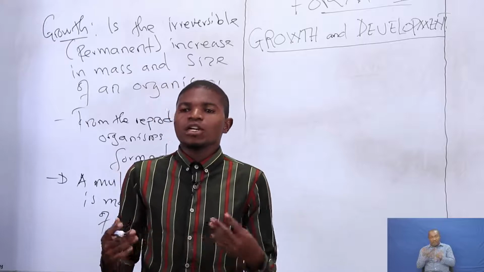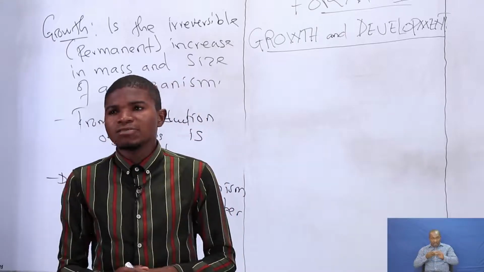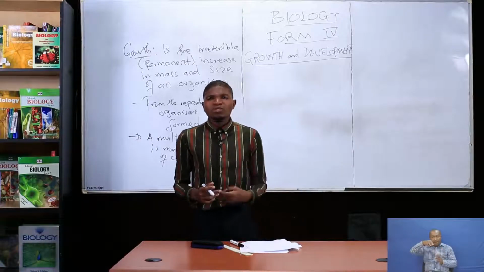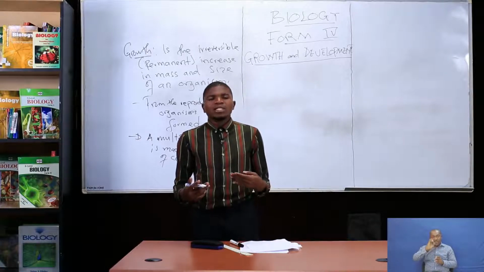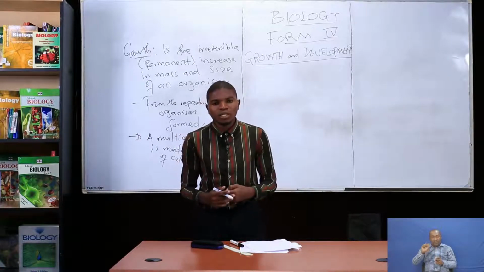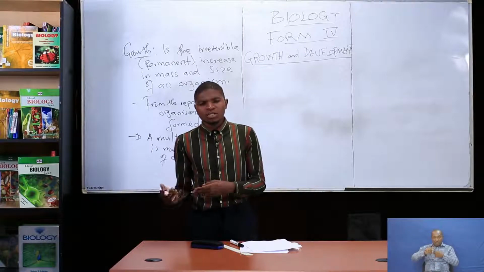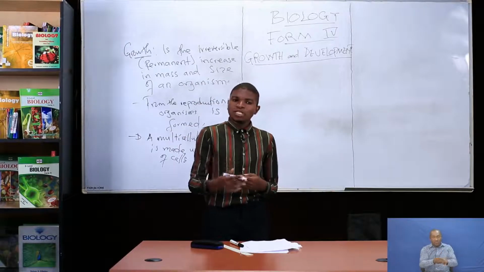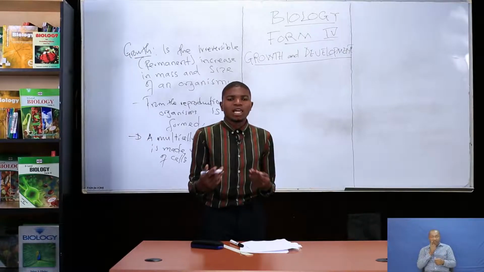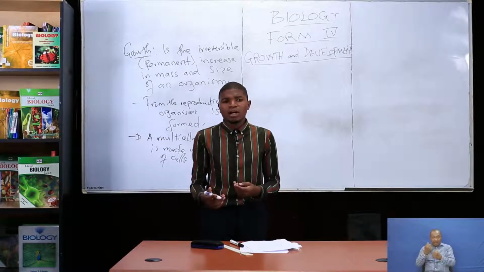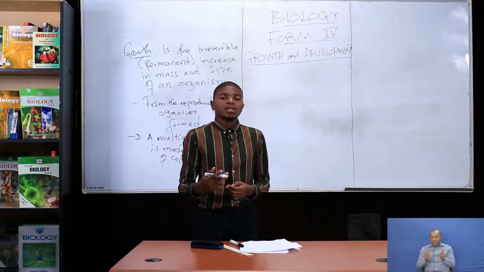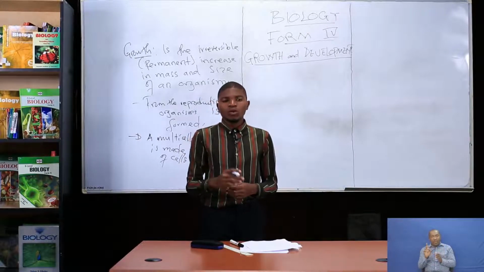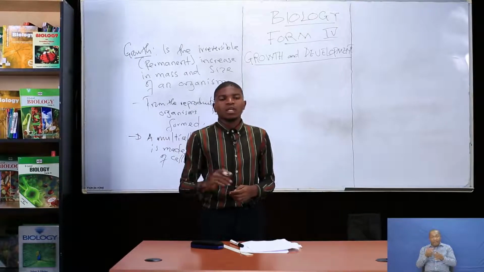For instance, in multicellular organisms, new cells are formed. But when the new cells are formed, the old cells tend to be killed. Why do the old cells tend to be killed? Because every cell has its own lifespan. I can give an example. For instance, red blood cells tend to live for only 120 days.